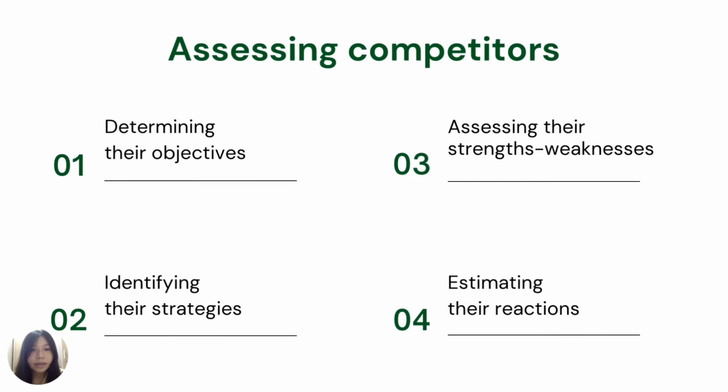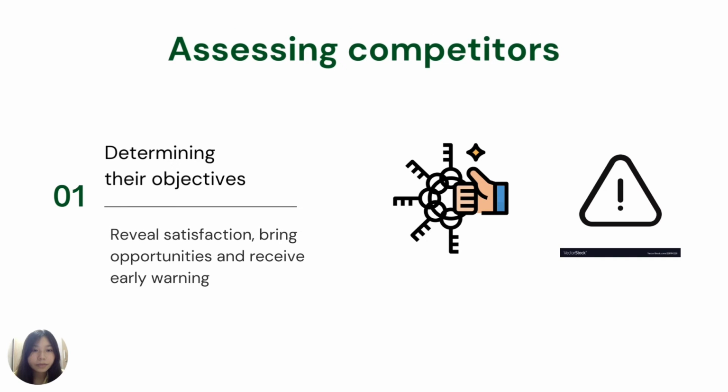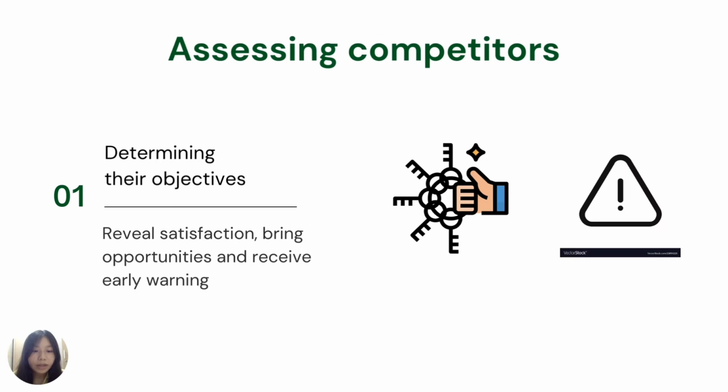The second step is assessing competitors, and there are four small steps as follows. First, knowing competitors' objectives reveals whether they are satisfied with their current situation and how they might react to competitive actions. Also, understanding the competitors' objectives for various segments would help a business plan one step ahead in the game.